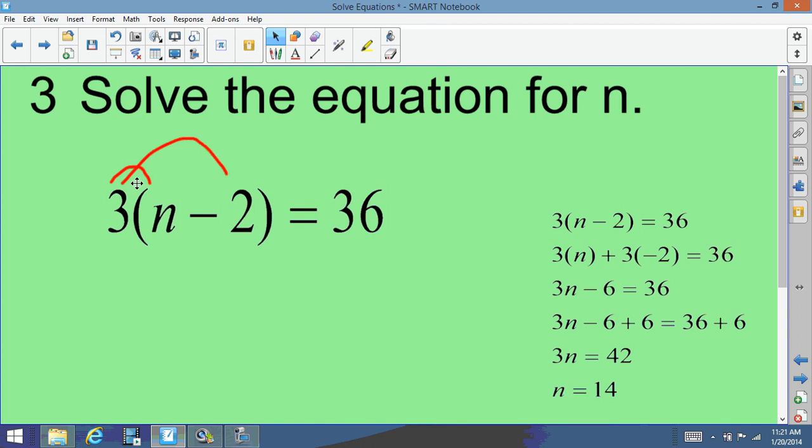Now, here I notice we're multiplying by 3, but I'm going to use the opposite of multiplication by 3 on both sides. So instead of multiplying by 3, I'm going to divide both sides by 3.